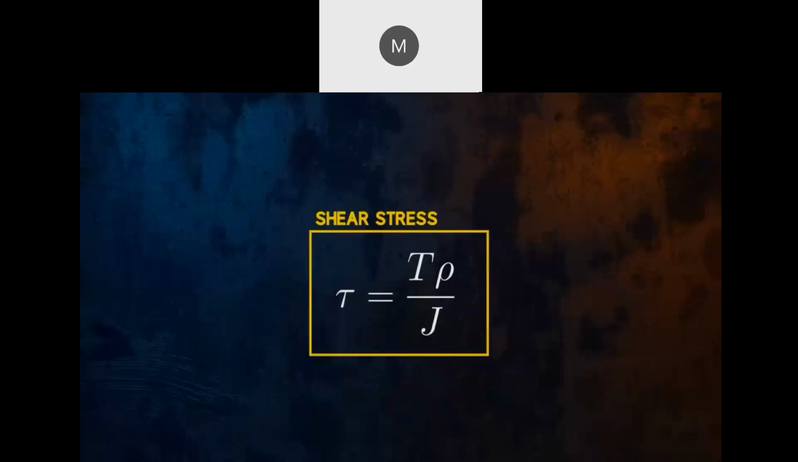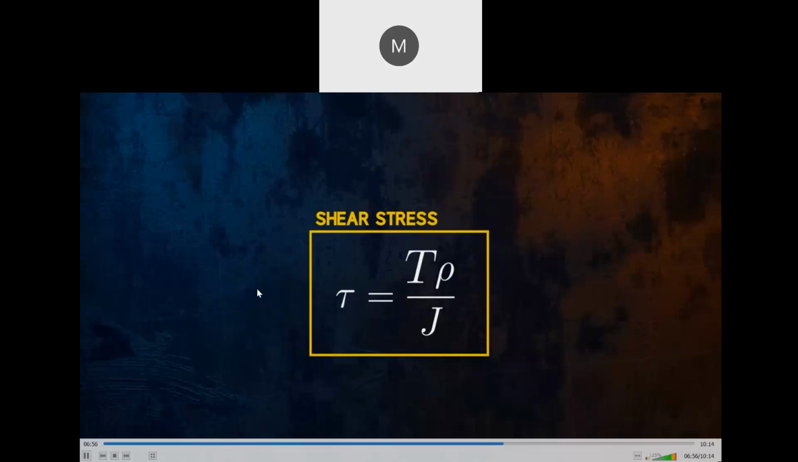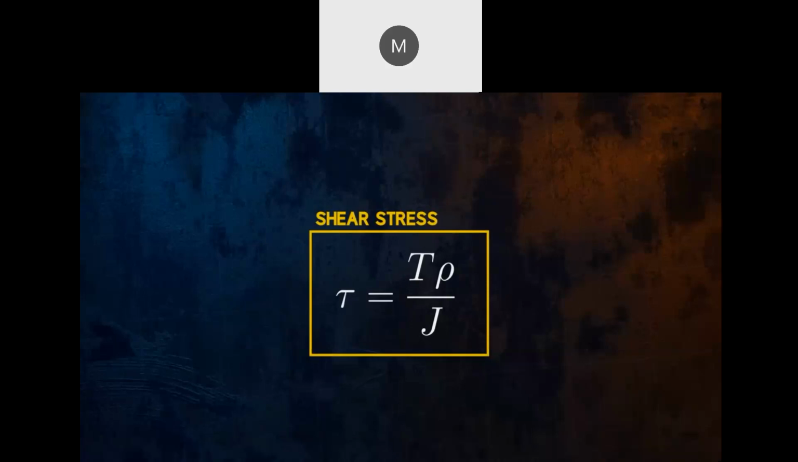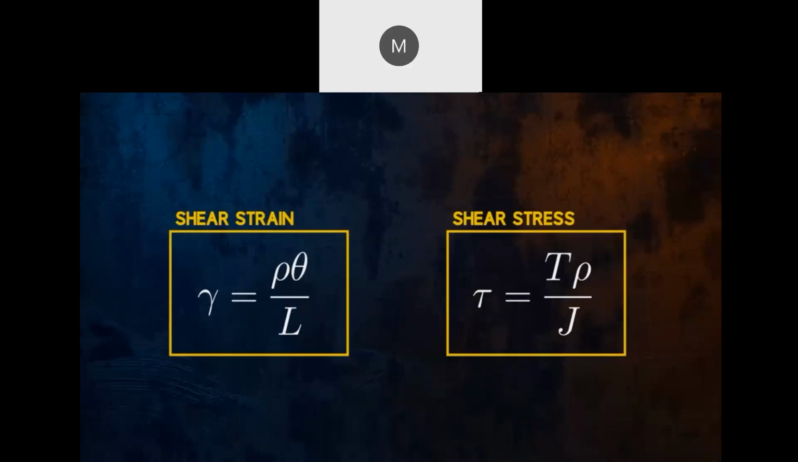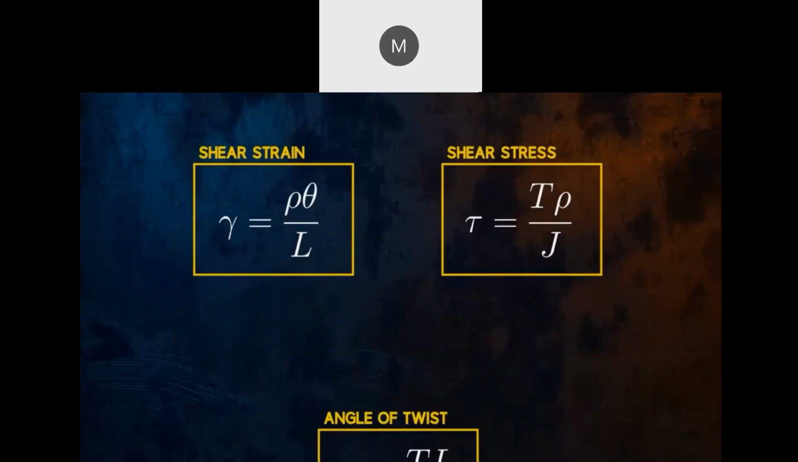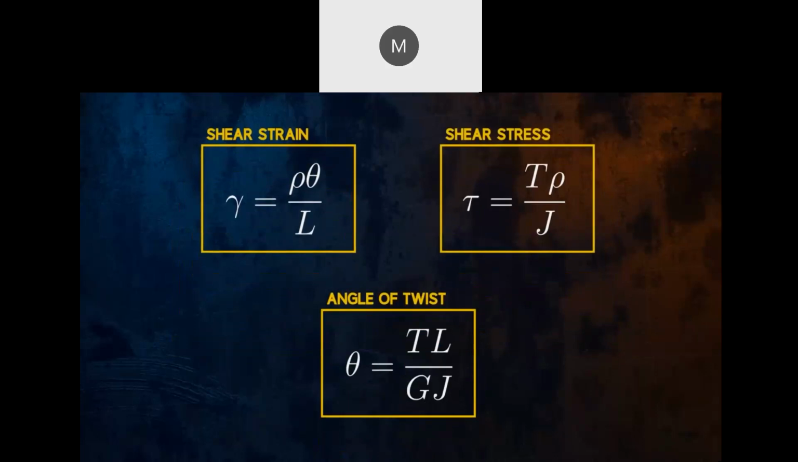The shear stress is a function of the torque T, the distance rho from the center of the cross section, and the polar moment of inertia J. It's quite a simple equation. So we now have equations that allow us to calculate the shear strains and shear stresses. We also have the equation for angle of twist that we talked about earlier. These three equations tell us everything we need to know about a circular bar which is under torsion.